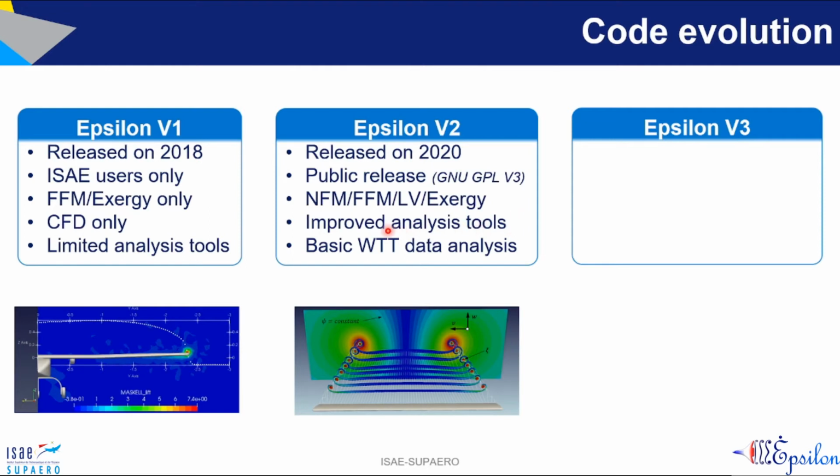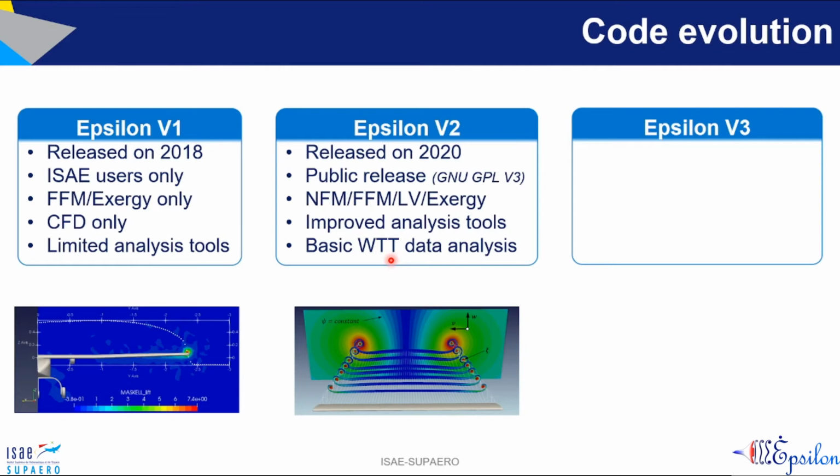And the entire plugin, Epsilon V2, was mostly developed for CFD applications. We had at that time some wind tunnel capabilities, but it was quite primitive. So we can say that the analysis of wind tunnel data was just at the same state as the beta version. So wind tunnel data was actually a beta version. And that's something we decided to improve.